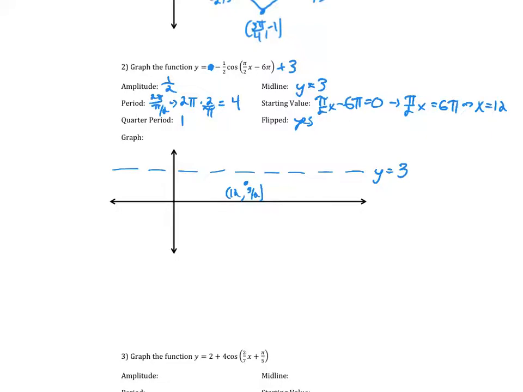I'm going to add a quarter period and go up to the midline now, and that's going to take me to 13, 3. I'm going to add another quarter period and go to a max. That's going to bring me to 14, 7 over 2. Add another quarter period. That's going to bring me to 15, 3. And then another quarter period is going to bring me to 16, 5 over 2. And then if we make a nice graph.